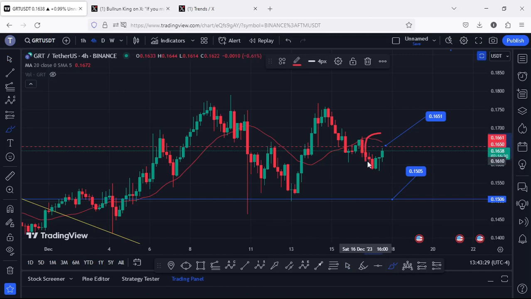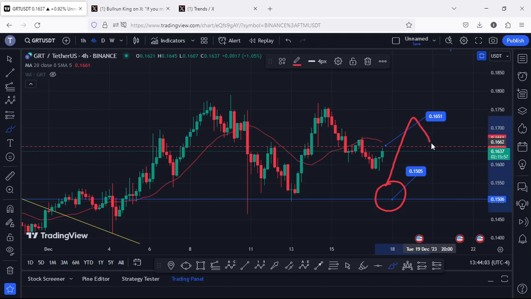At the time of this recording, GRT continues to hold below the 20-day MA here on the 4-hour chart, which is now acting as resistance for us to continue gearing up. We are also holding above support at the $0.1505 mark, and as long as this continues to hold, continue expecting higher prices here on the GRT chart, in a move that should now give us a break above resistance at the $0.165 mark, and a break above that in the next coming hours with a successful retest.